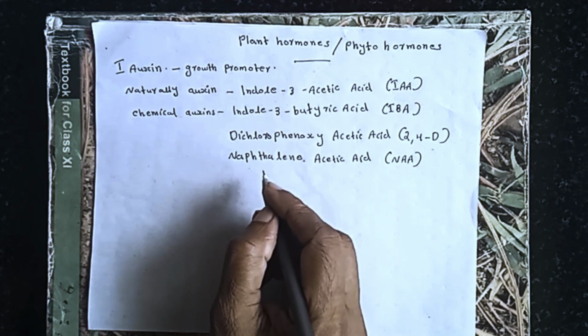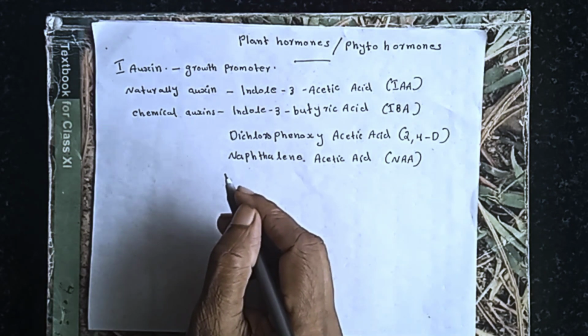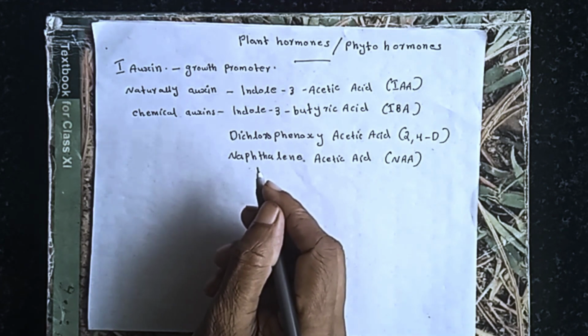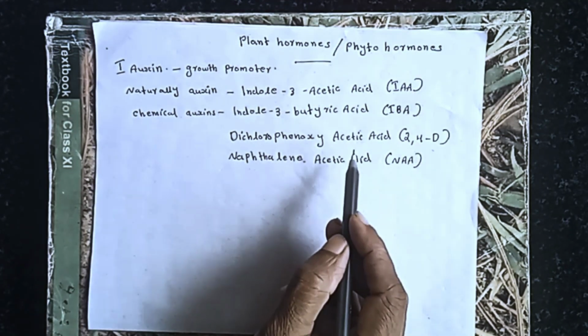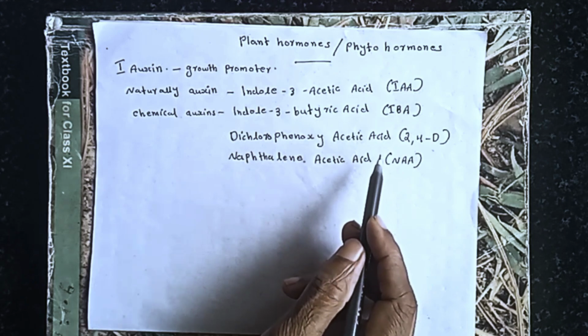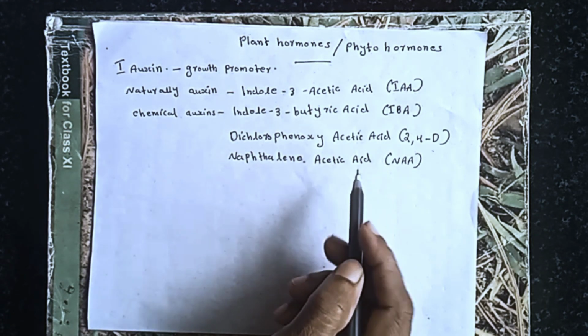Again, the functions of auxin include: it promotes cell elongation, suppresses the growth of lateral buds, and delays leaf fall, that means leaf abscission. NAA is used for preventing fruit drop in apples before they are ripe. 2,4-D acts as a dicot weedicide.